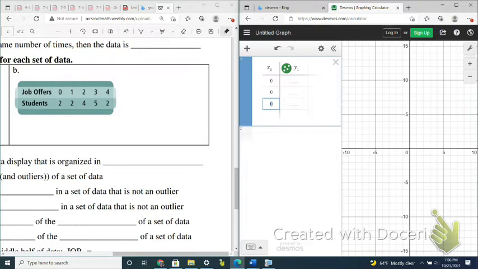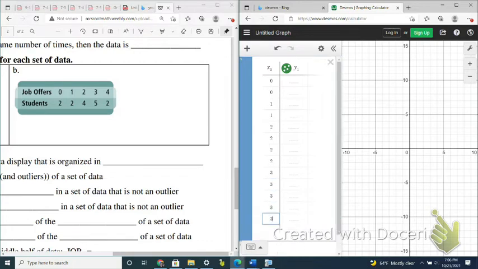1 job offer happened twice, so 1 gets put in twice. 2 job offers happened 4 times, so 2 gets put in 4 times. 3 happened 5 times, so 1, 2, 3, 4, 5. And 4 happens twice.